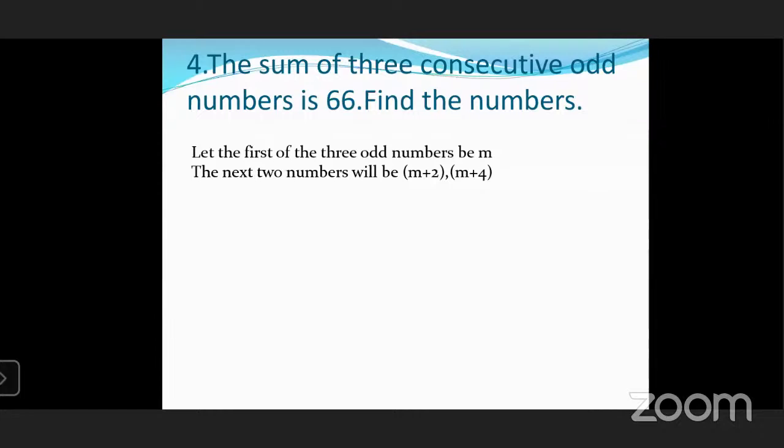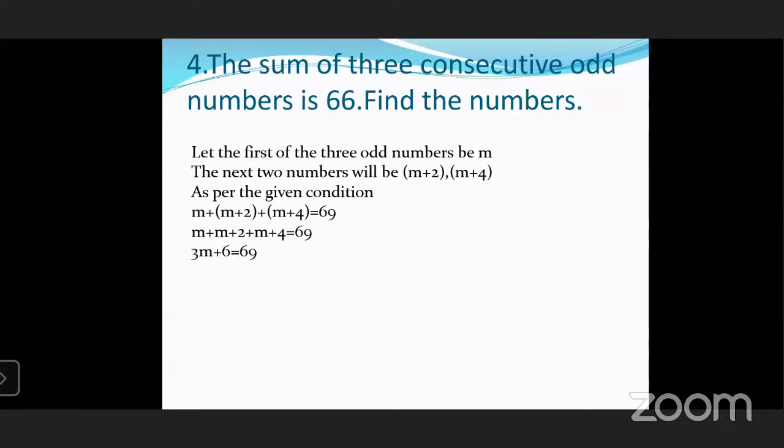As per the given condition, you add all three numbers. m is the first odd number, the second is m plus 2, the third is m plus 4. Adding these three, m plus m plus 2 plus m plus 4 is equal to 69. Sorry, 69, there's a typing error in the question; it has to be 69. So 3m plus 6 is equal to 69. 3m is equal to 69 minus 6, 3m is equal to 63, m is equal to 63 upon 3, m is equal to 21.